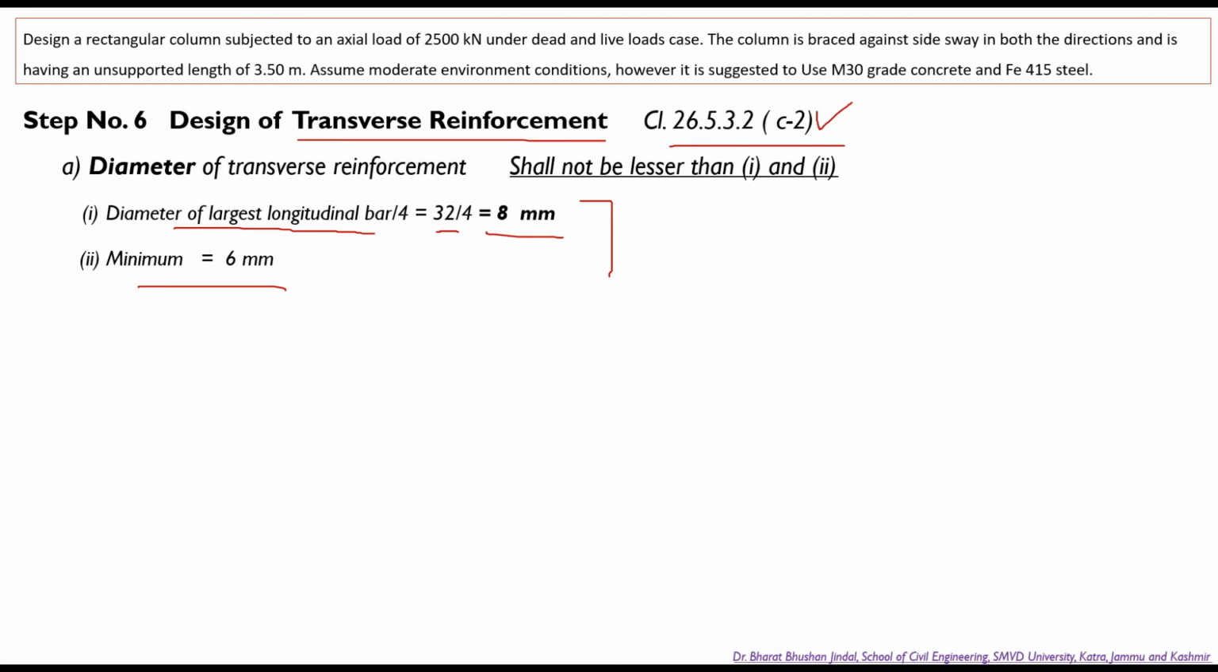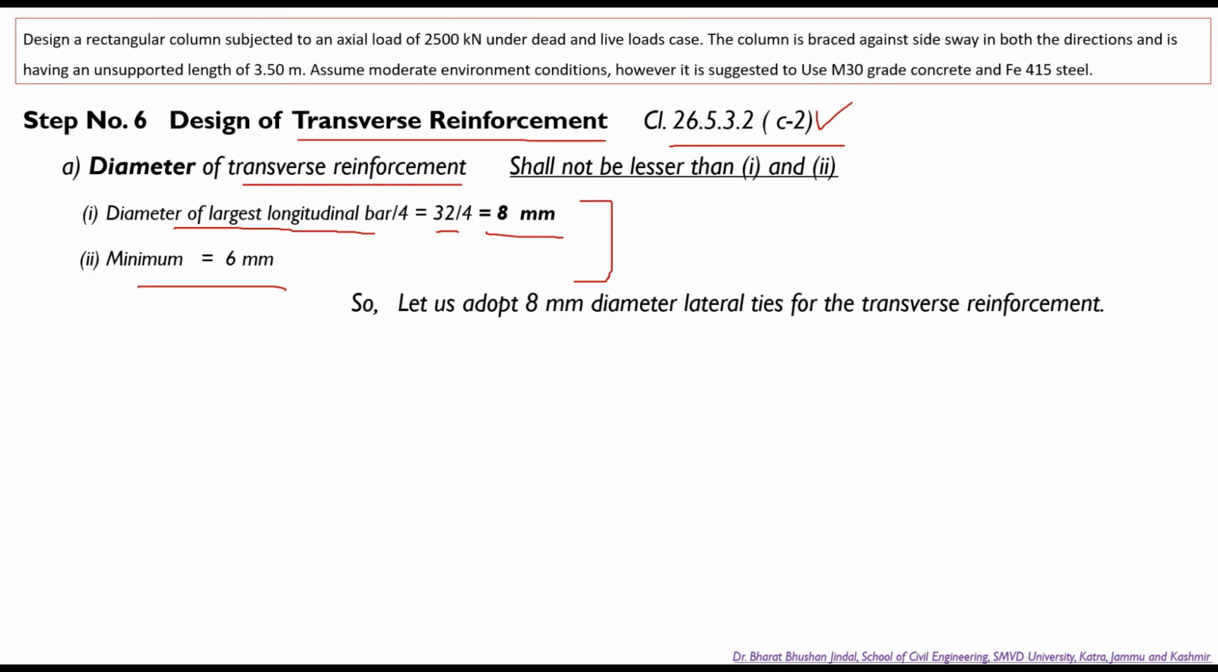So what the code is suggesting is that when we have to select the transverse reinforcement, that means the lateral ties, then the diameter of that lateral tie shall not be lesser than 1 and 2. It should not be lesser than that. So what we have decided, let us adopt 8 mm dia lateral ties as a transverse reinforcement.